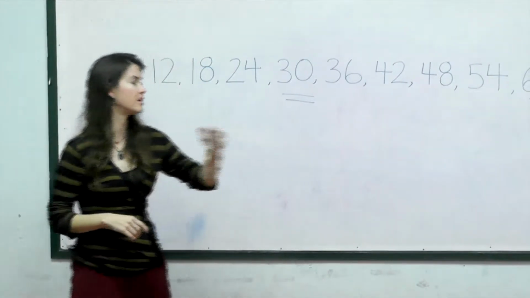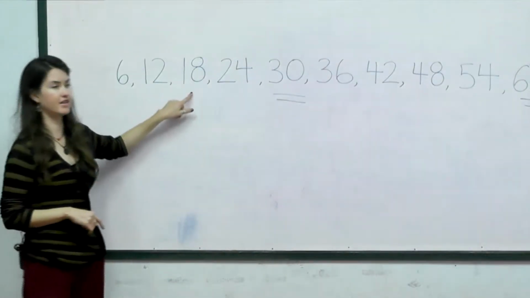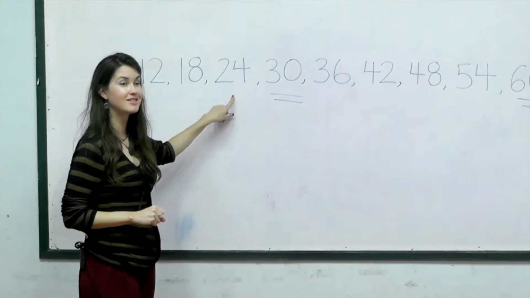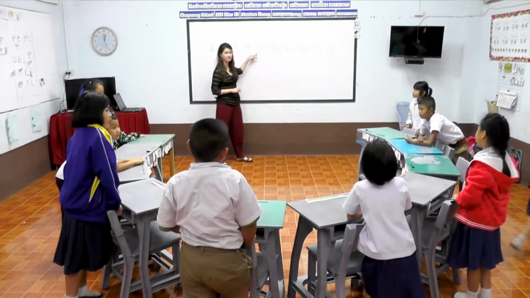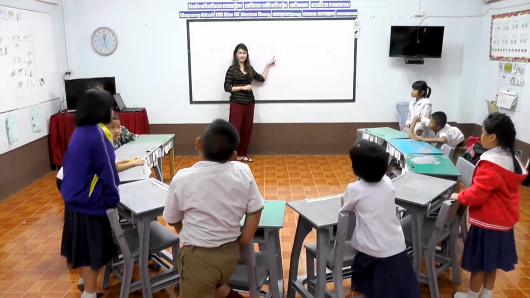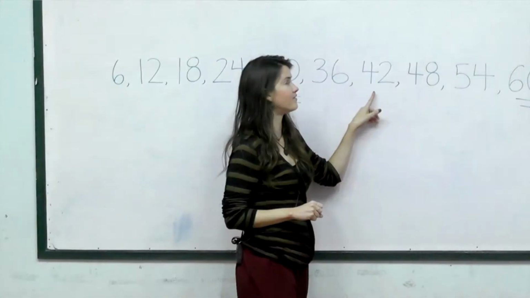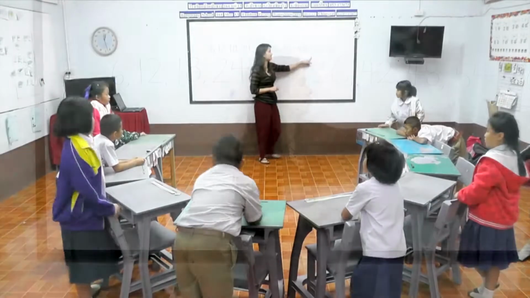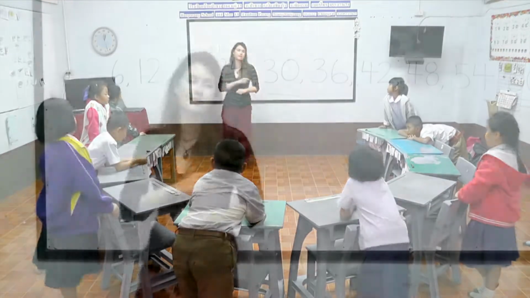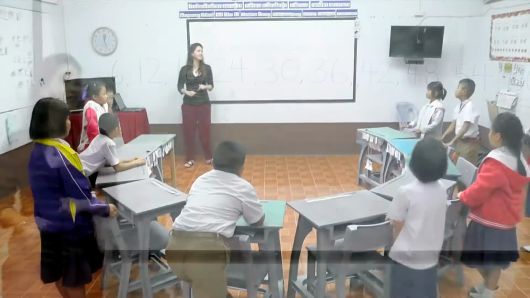Okay, you're 6. Good. 36. 42. 48. Very nice job, friends. Okay. Let's go. Everybody say their number. Start us off. 6.